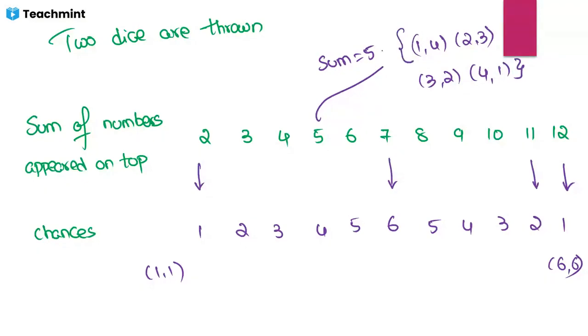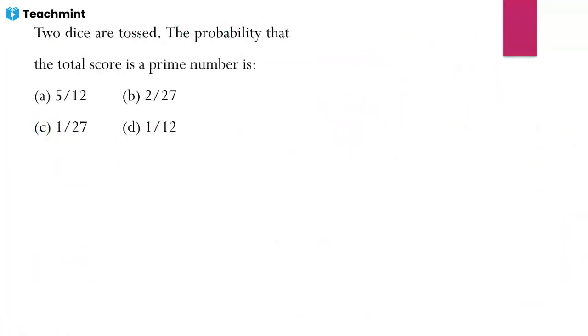When two dice are thrown, you can see the top numbers that appeared. When you're playing a dice game also, you can observe. Now sum, minimum 2, maximum 12, and these are the favorable chances for that. Chances means favorable outcomes. Right, now here, only one question. Two dice are thrown. Total score is a prime number.